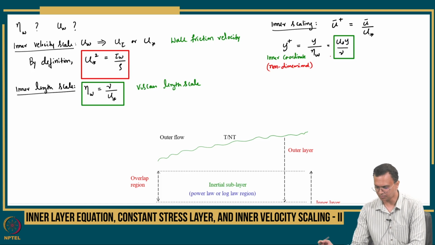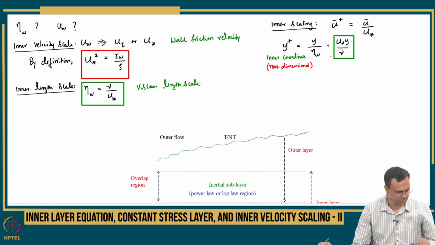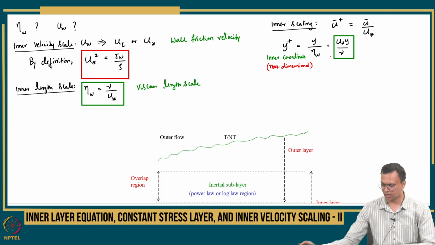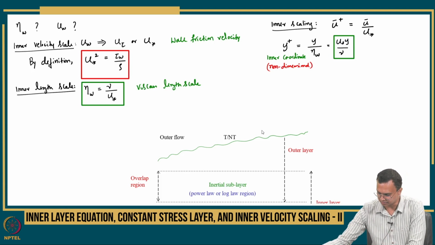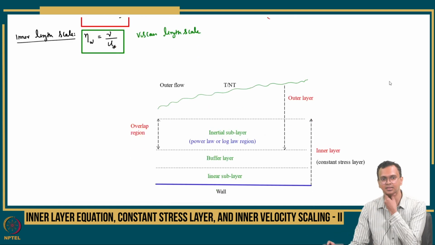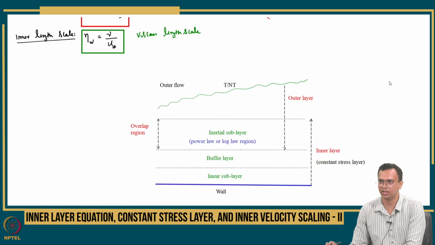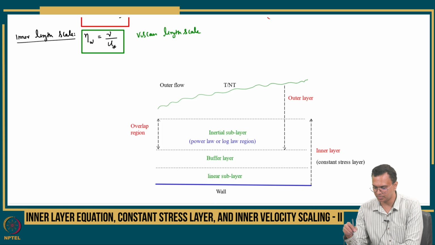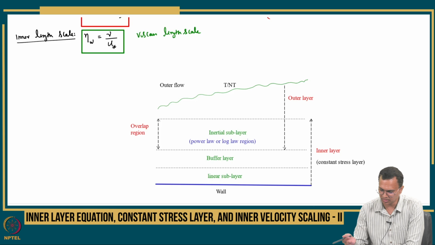Okay, fine. So now, I told you that there are many layers within a turbulent boundary layer. It is not just that there is an outer layer and an inner layer. This requires a little bit of caution, and you need to look at it carefully one by one. I will guide you to see what this actually means.